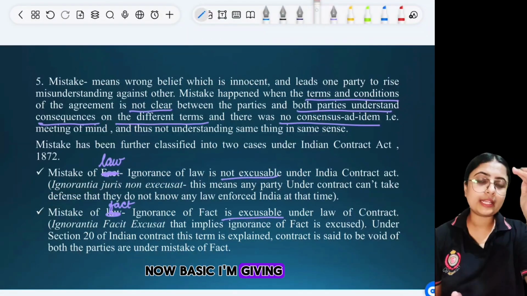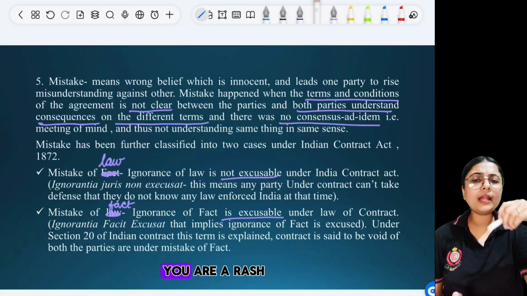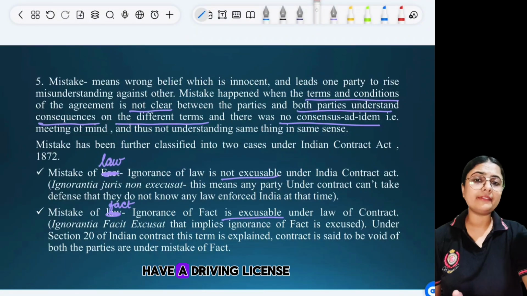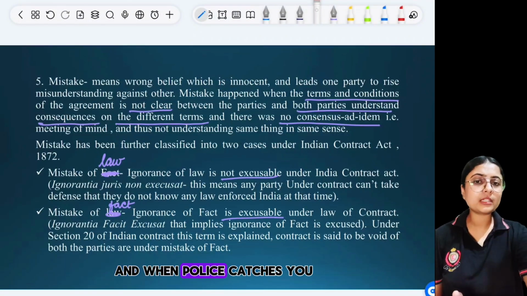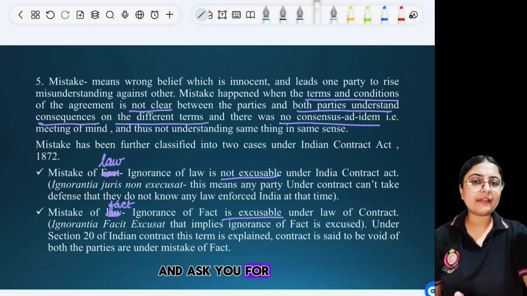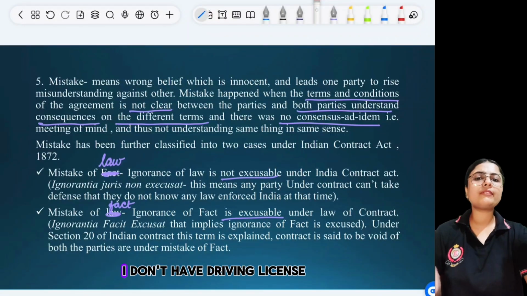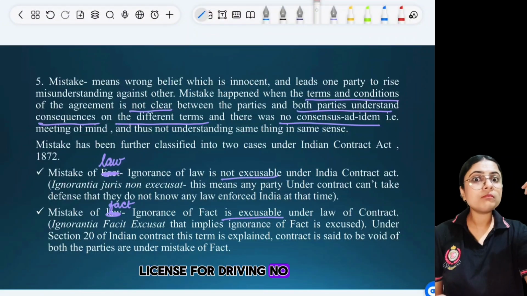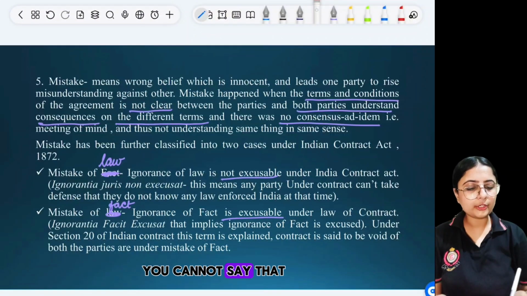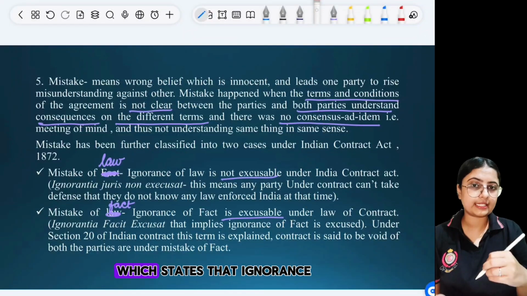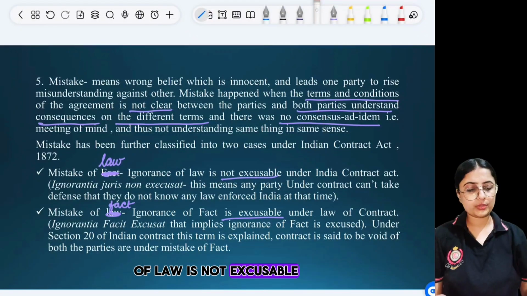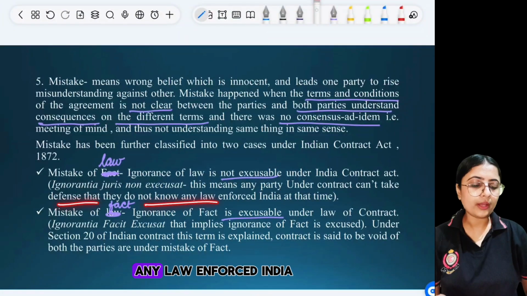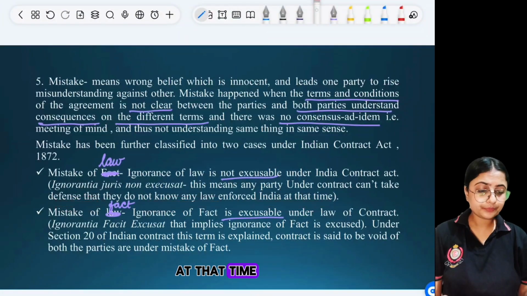Now I'm giving an example. You are rash driving and you do not have a driving license with you. When police catches you and asks you for the driving license, you say that I don't have a driving license, I didn't know that we need to carry a driving license for driving. No, here you cannot plead this. You cannot say that you do not know that there is a law which states that. Ignorance of law is not excusable. Under contract, you can't take the defense that you do not know any law enforced in India at that time.